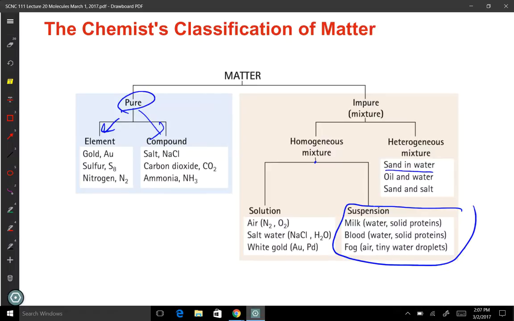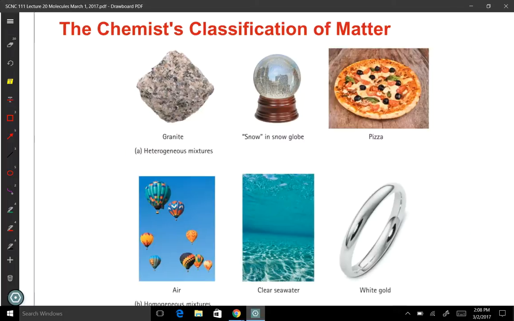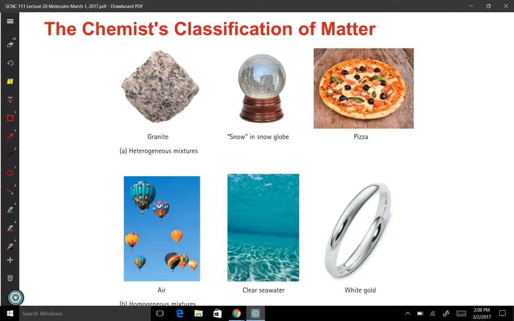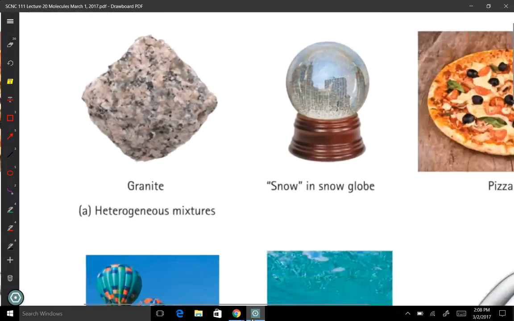And sand and salt. I would have liked it better if it said sugar and salt. If you put sugar and salt together, what's it look like? You can't tell the difference by looking, but in fact, this grain of salt and this grain of sugar, they are heterogeneous. It's just hard to tell. So here are some pictures to make the differentiation clear. Granite.